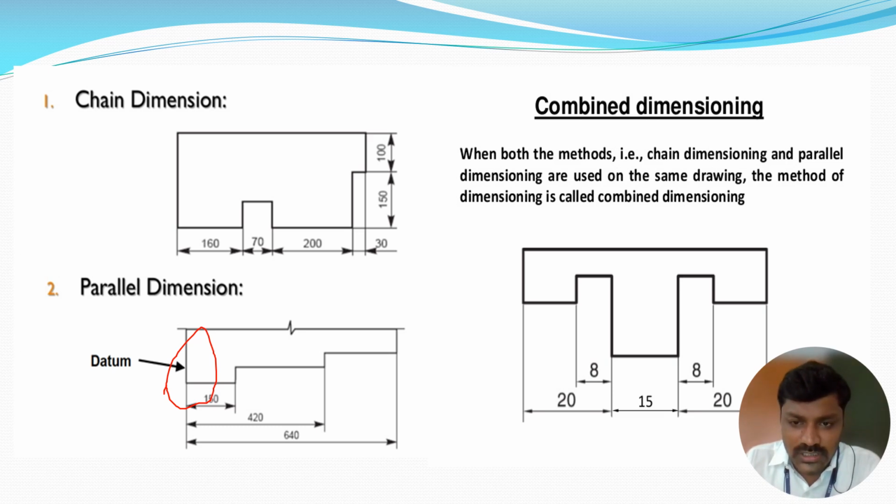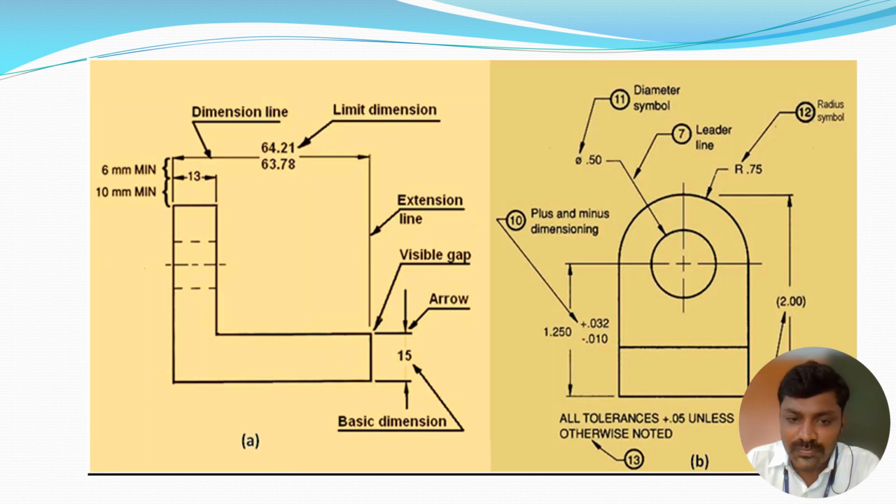When both the methods, chain and parallel dimensioning, are used on the same drawing, the method of dimensioning is called combined dimensioning.